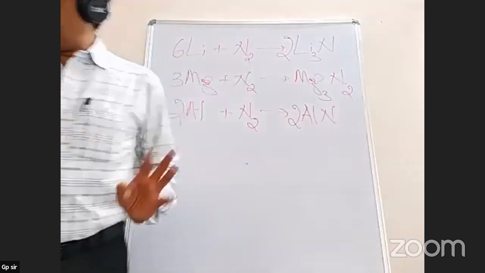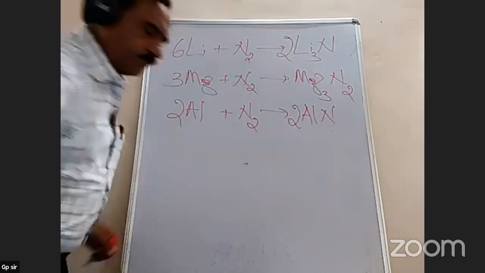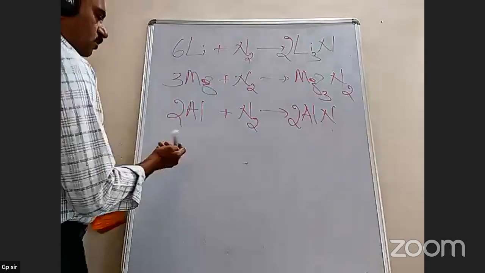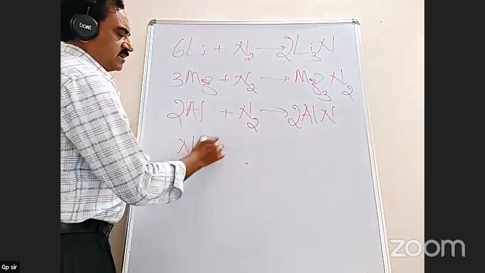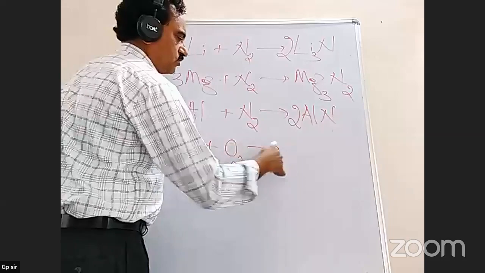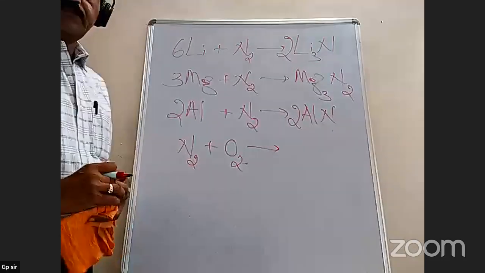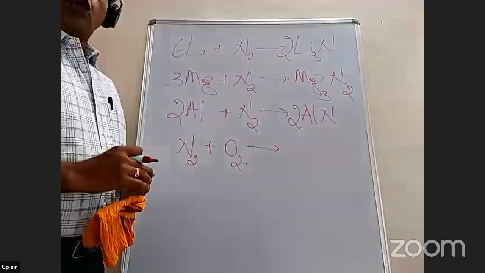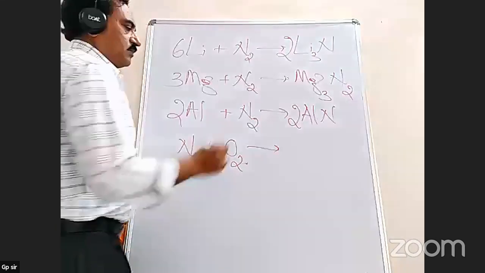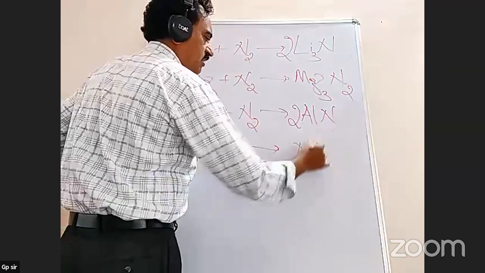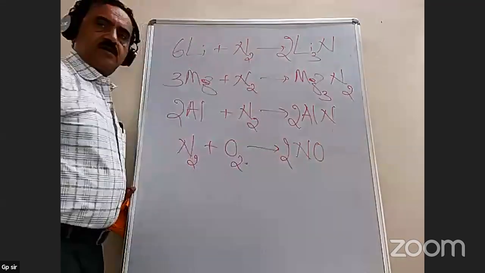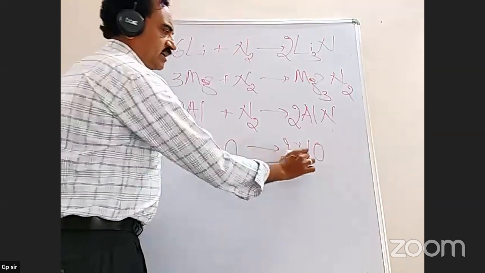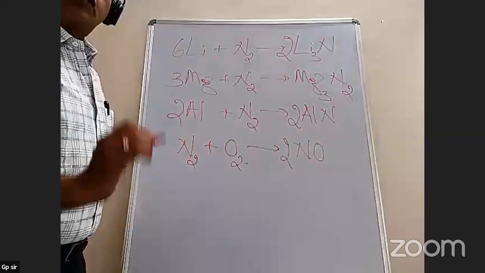Okay. Now it can combine with oxygen. Nitrogen can react with oxygen. You know that nitrogen can react with oxygen to form 5 types of oxides: N2O, NO, N2O3, NO2, N2O5. But at a very, very high temperature, it forms NO. NO is nitric oxide. And this is the gas that is formed during thunderbolt.